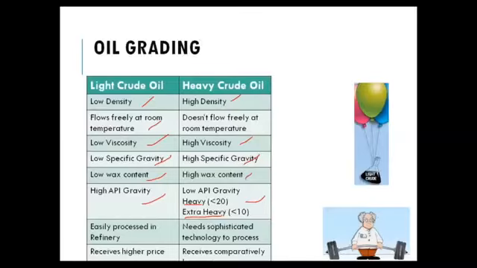If it is less than 10, it is extra heavy. If it is less than 20, it is heavy. Light crude can be easily processed in a refinery, while heavy crude needs sophisticated technology. So light crude receives a higher price, and heavy crude receives a comparatively lower price.